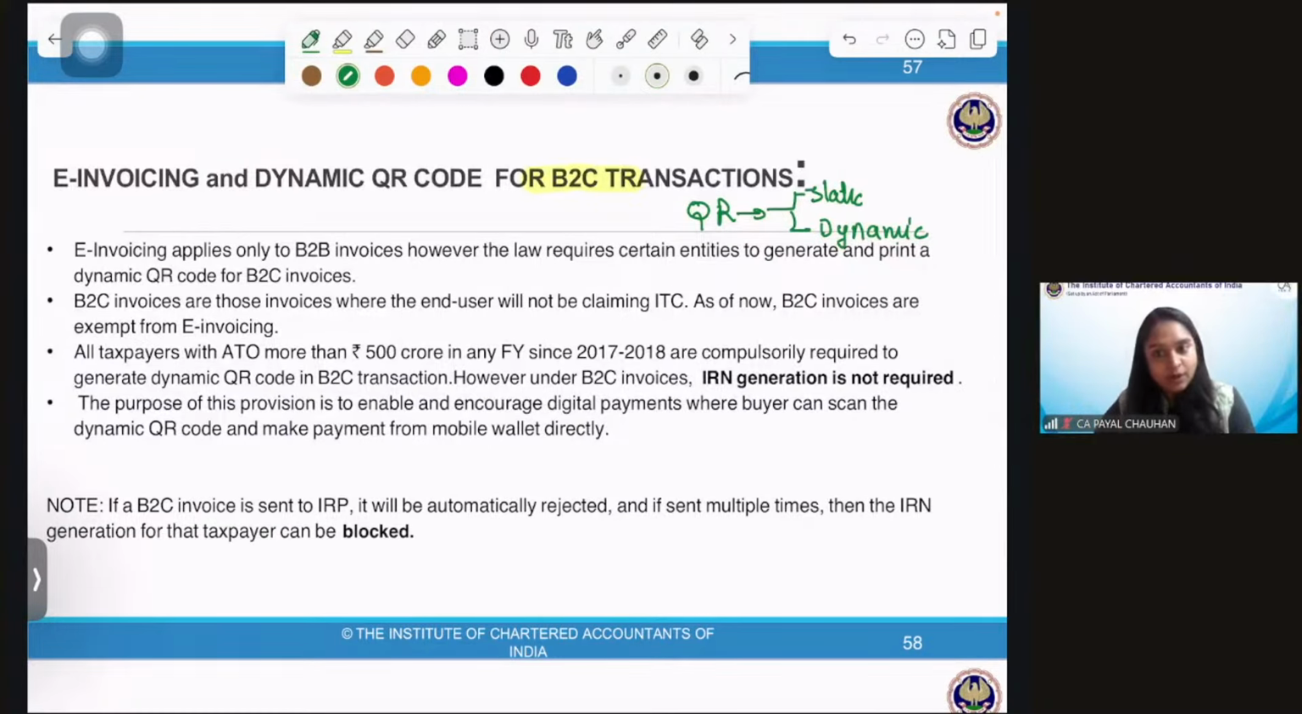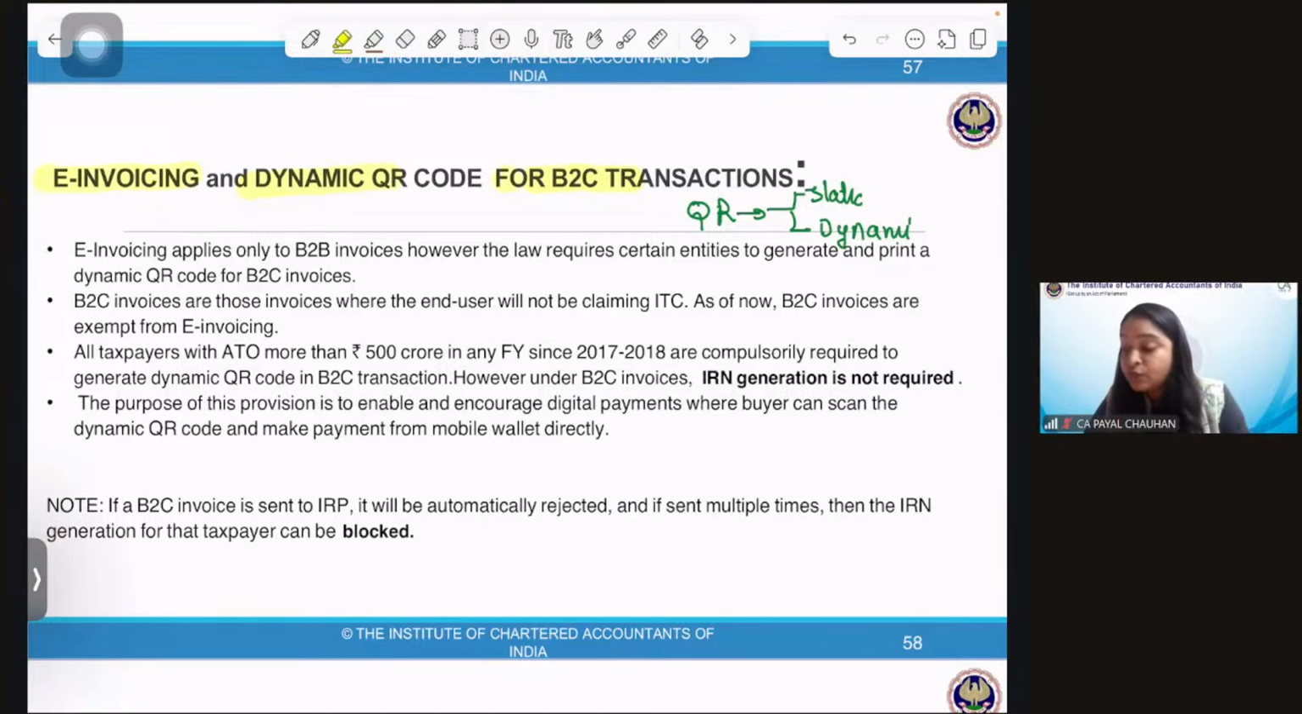Perfect, Harsh. Perfect example. So, what are we talking about? We are talking about the dynamic QR code, and e-invoicing, along with which transaction? B2C transaction. So, we are talking about two things.